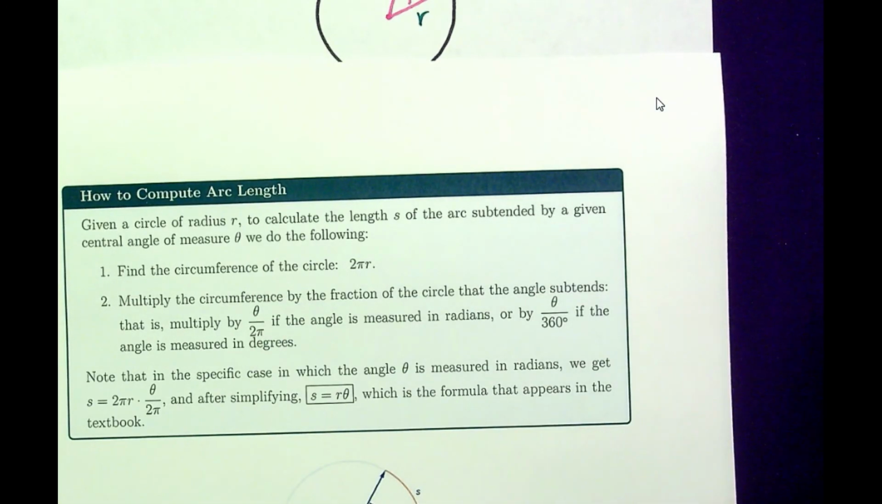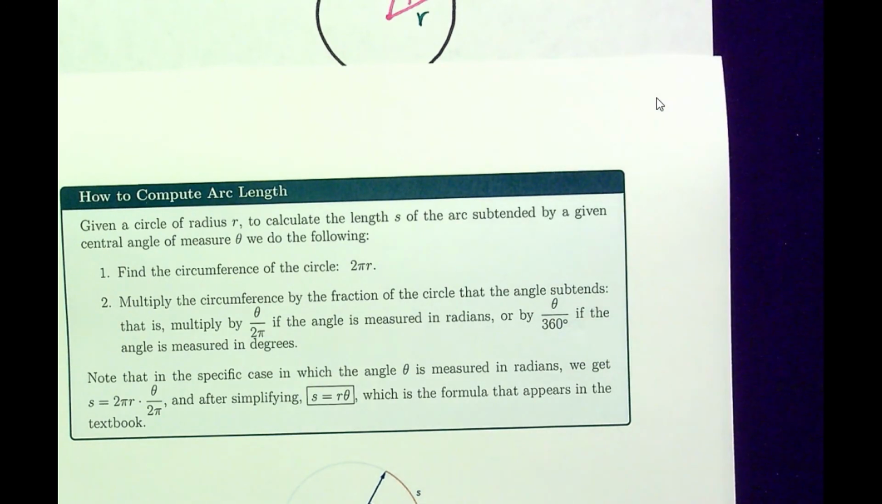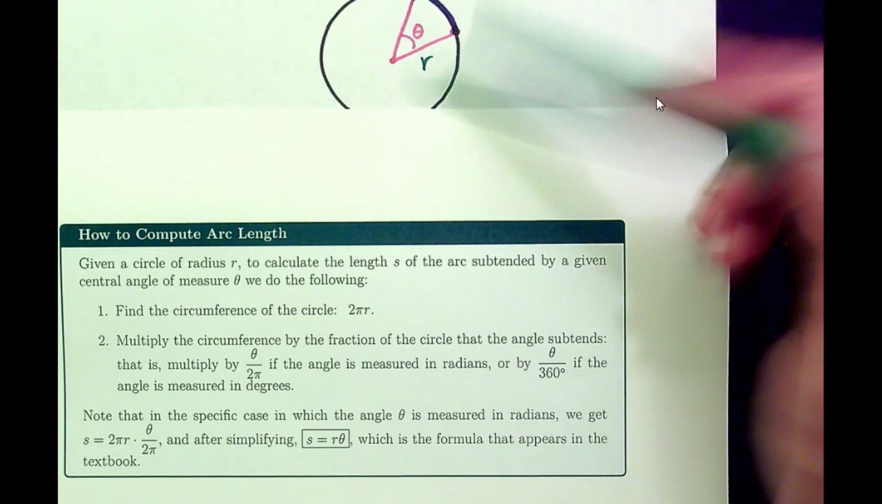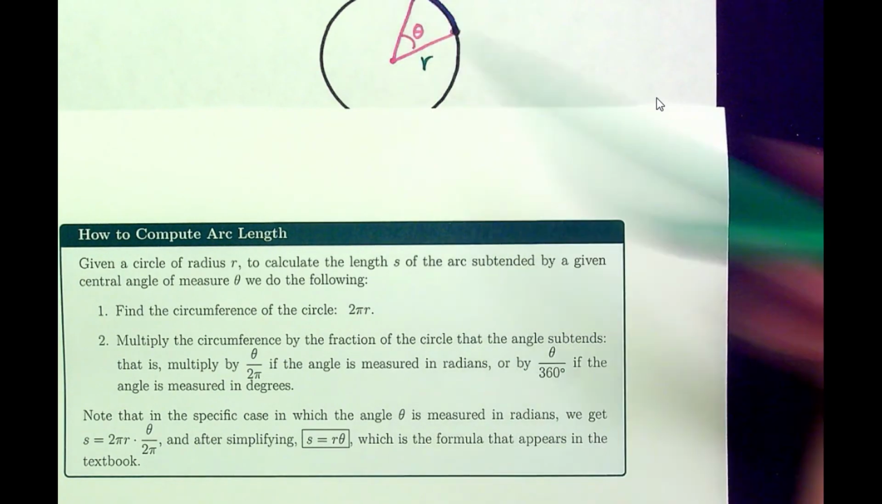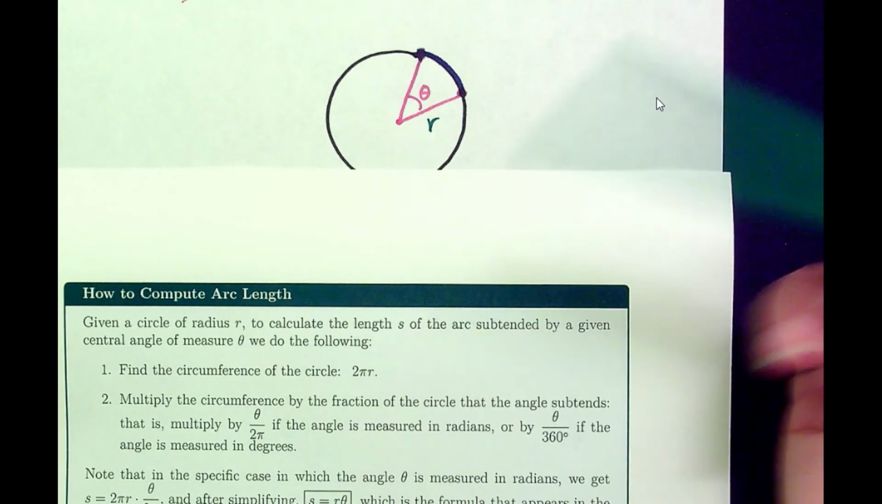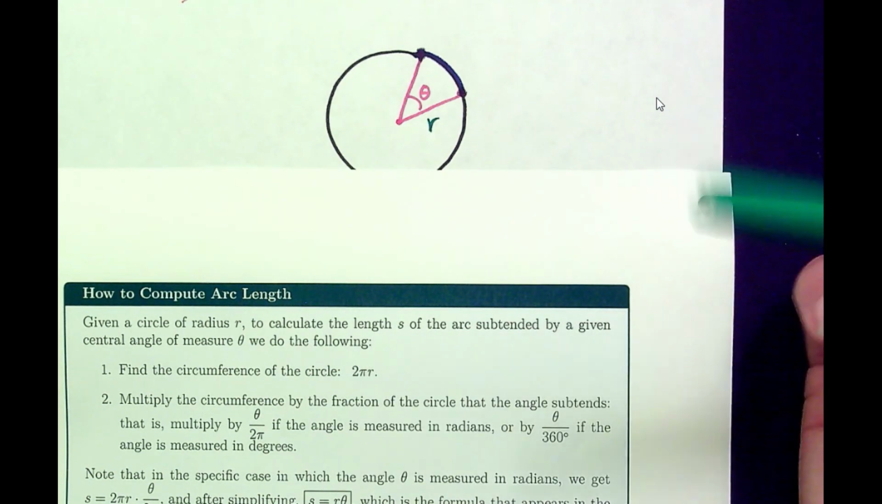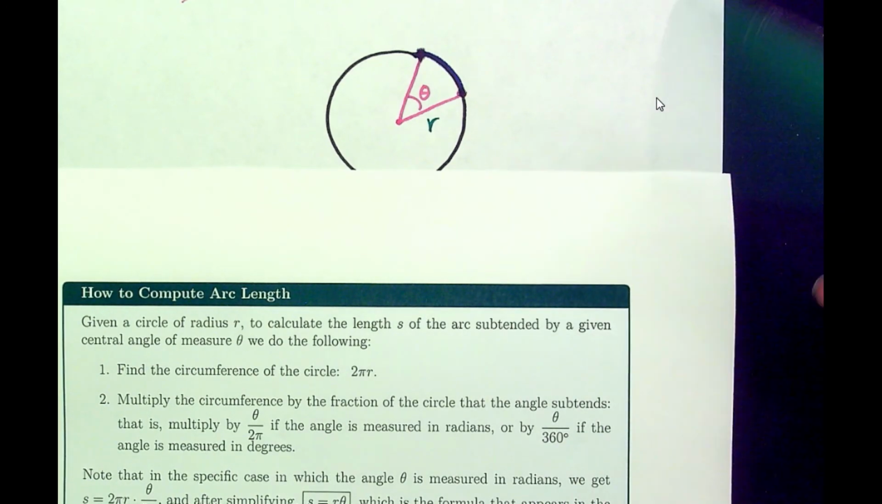That fraction is just the angle divided by 2 pi, because that's the total in radians, or by 360, because that's the total in degrees. The whole circle is 360 degrees, or in radians, it is 2 pi. So you take the angle and divide it by the total, 2 pi if it's in radians, or 360 if it's in degrees. Then you multiply those two things, and that's it.